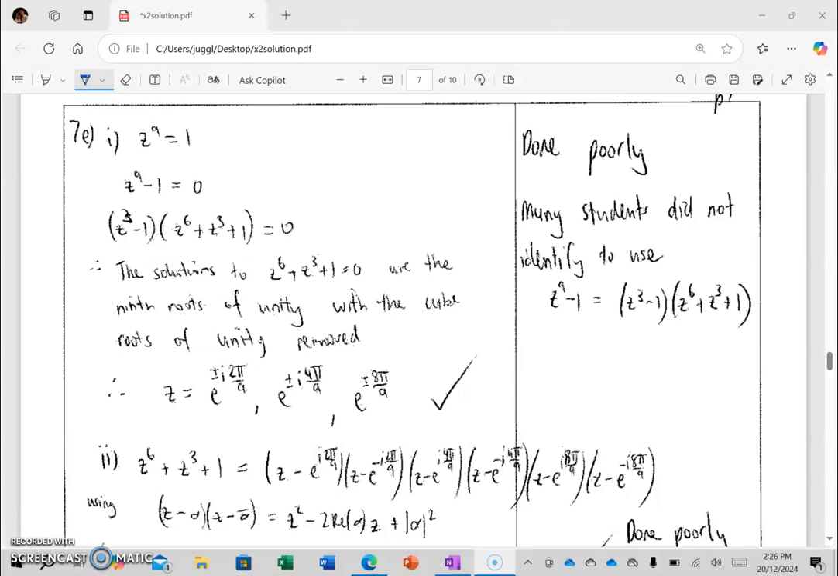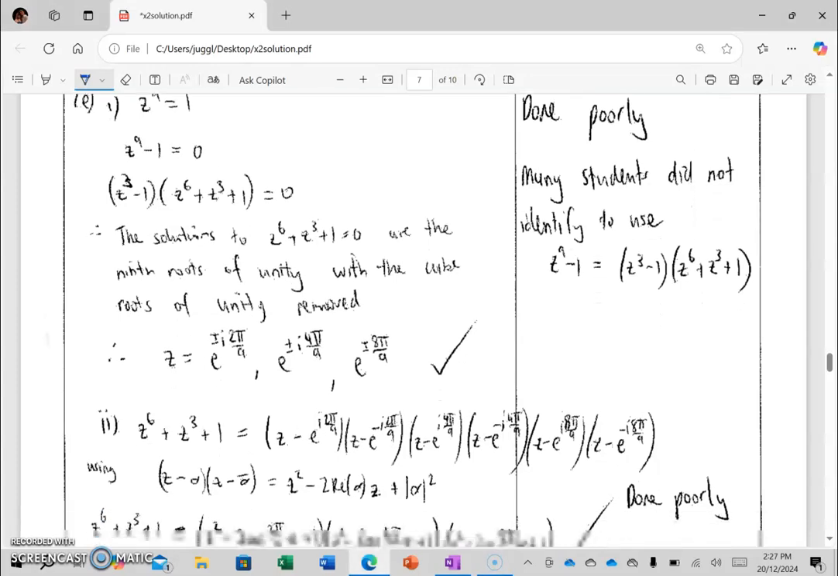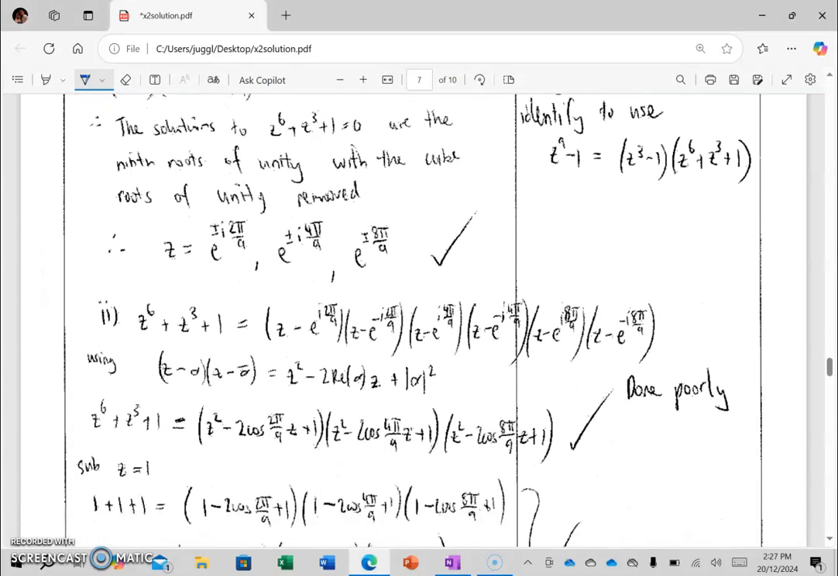Therefore, the solutions to z to the 6 plus z to the 3 plus 1 is equal to 0. They are the ninth roots of unity, except we remove all the cube roots of unity. So you can either look at the diagram and remove the 3 cube roots of unity, or you can work out all of the ninth roots of unity, work out the cube roots of unity, and then remove the 3.